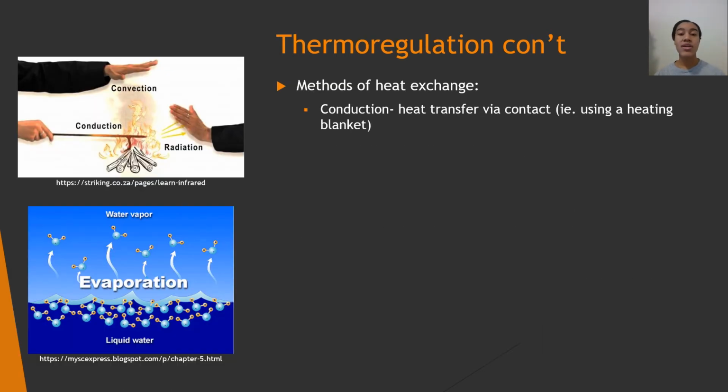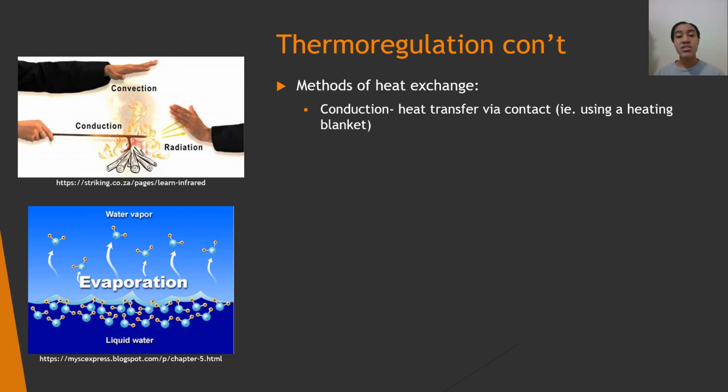There are four main ways that heat is transferred between objects. These objects can be two biotic objects, like two animals, or it can be between biotic and abiotic factors, like an animal and something non-living in its environment, since we're talking about animals. The first one is conduction. Conduction is the transfer of heat through direct contact.